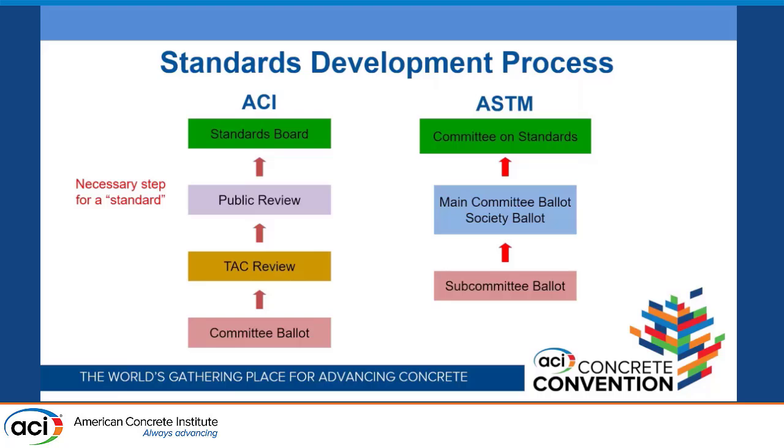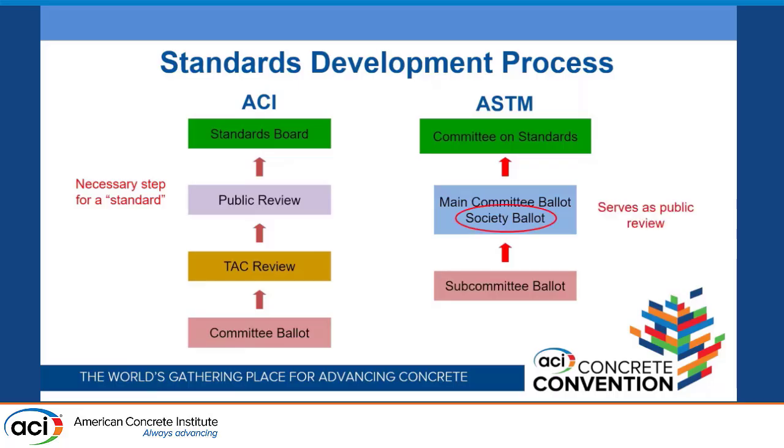In ASTM, the work begins at the subcommittee level. And then once the subcommittee agrees on a draft, it goes to a concurrent ballot of the main committee, that would be C9 in this case, and all members of ASTM. So that going out to all members of ASTM, that satisfies the public review phase. And then ASTM has what's called a Committee on Standards that reviews that the process was all done correctly.